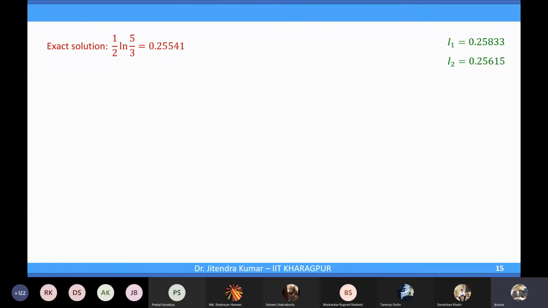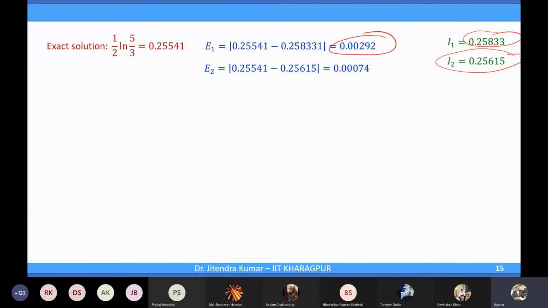Now we will look for the exact solution. The exact solution comes out to 0.25541, and these are our values. Using 2 intervals we got 0.25833, and using 4 intervals 0.25615. The error in each case you can compute. In the first case your error is 0.0029, in the second case it's 0.00074. This is the actual error, the difference between the numerical value and the actual value.